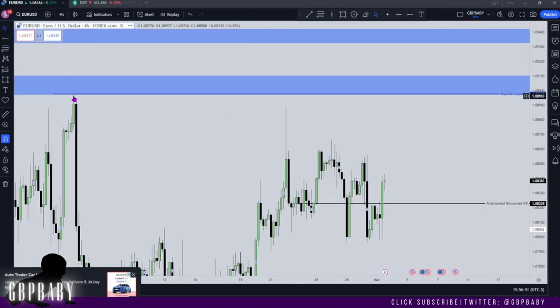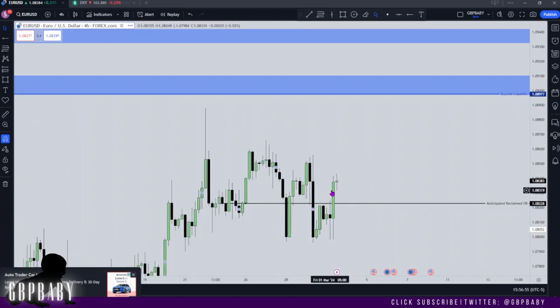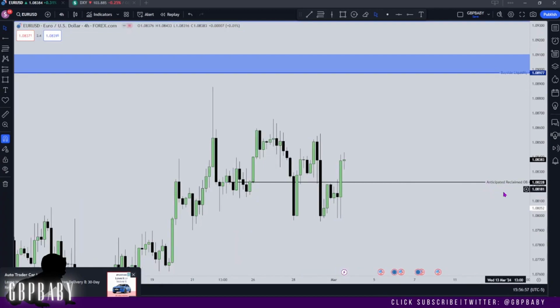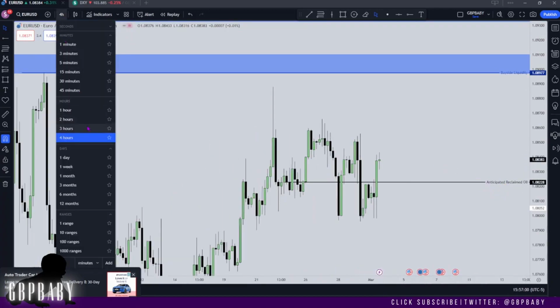So we have these relative equal highs above here and here for price to shoot for. Fair value gap down here on the 4 hour, with that anticipated reclaim bullish order block. We can go to the hourly.